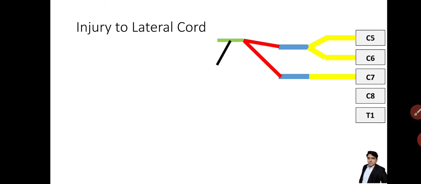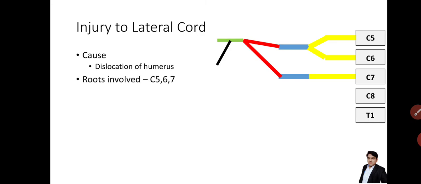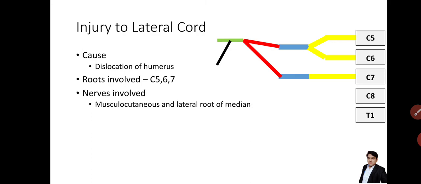Injury to the lateral cord causes dislocation of the humerus. The brachial plexus cords are present anterior and medial to the shoulder joint. So whenever there is dislocation of the humerus, there may be a chance of injury to the cords. First, injury to the lateral cord: roots involved are C5, C6, C7, nerves involved are the musculocutaneous and the lateral root of median. This is musculocutaneous, this is the lateral root of median.